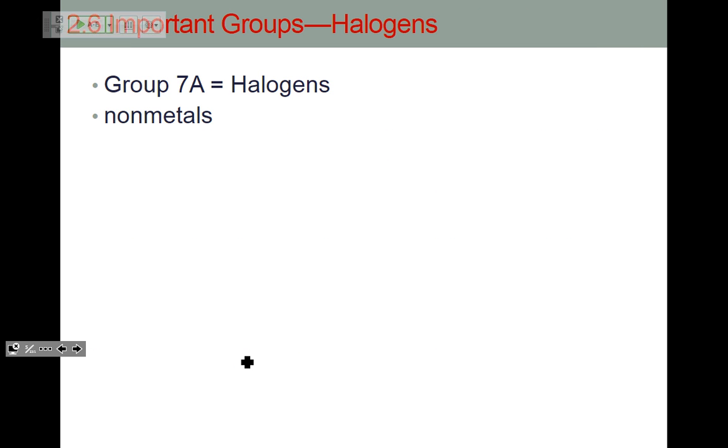Another really important group as we talk about reactions are the halogens. Again, oftentimes you see this as X, just in general. They'll be shown as X in chemistry. So our halogens are group 7A. They're nonmetals.